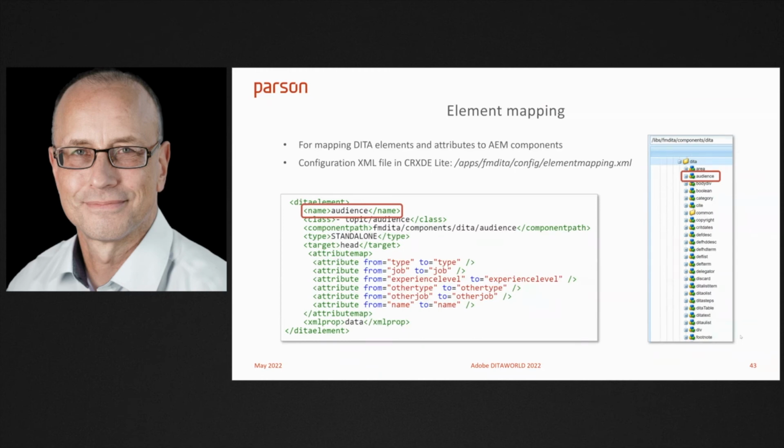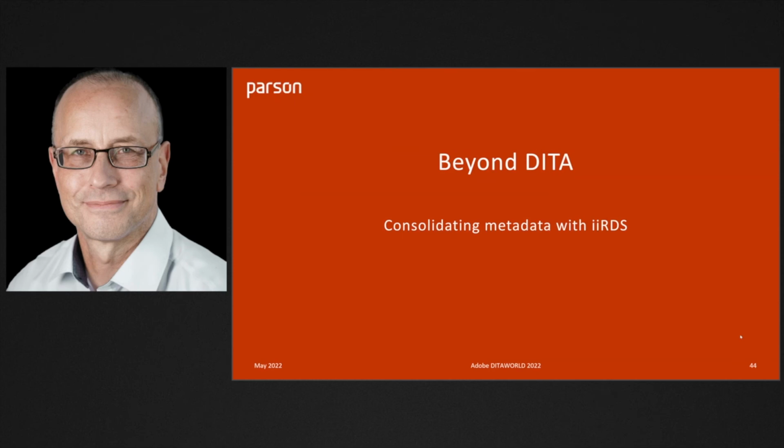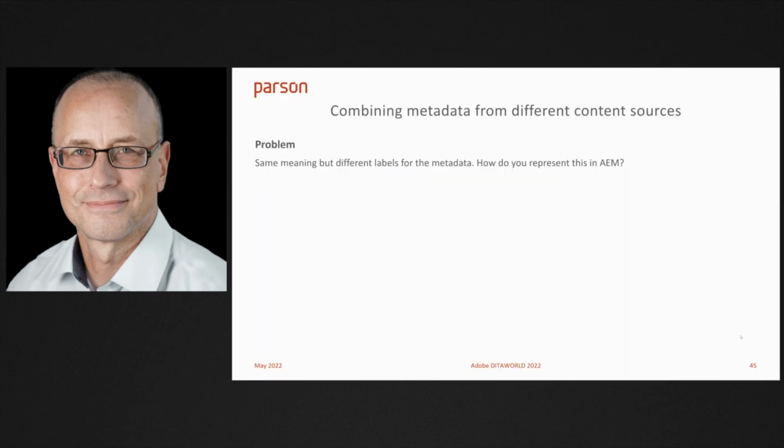And when you combine content from different sources, you will probably stumble across a problem that the metadata won't fit. So you will have to somehow consolidate the metadata from different sources as well. So we will have a short look beyond DITA, at what you have to do and what you must consider when consolidating metadata from different sources. Because what's the problem?